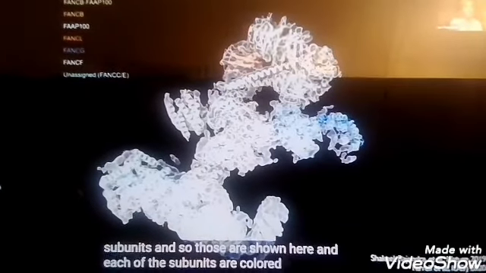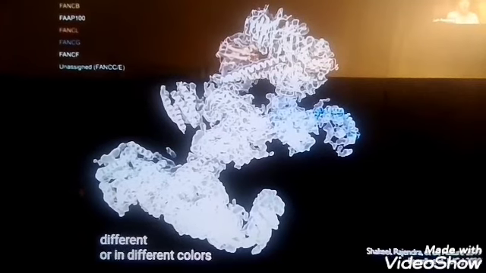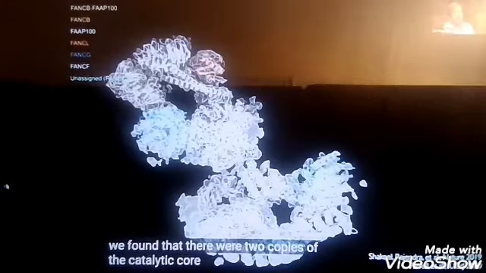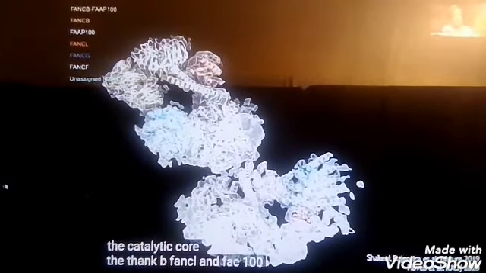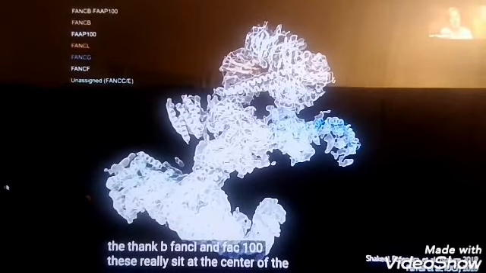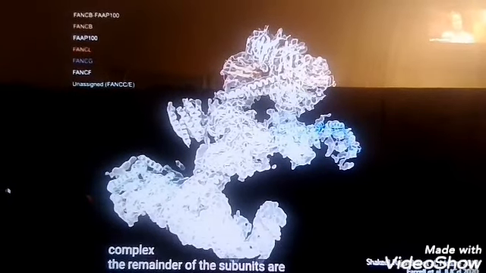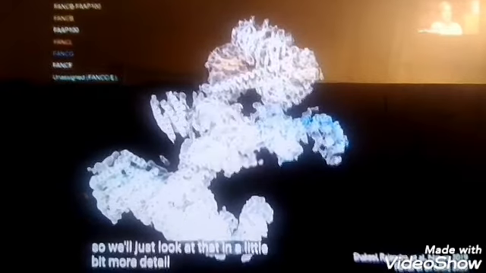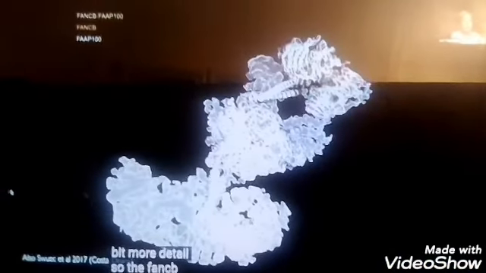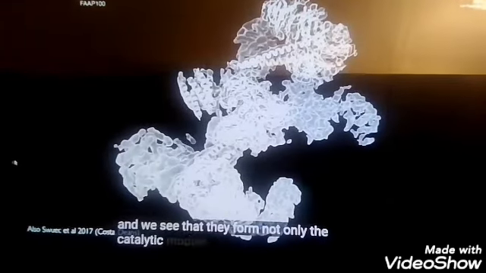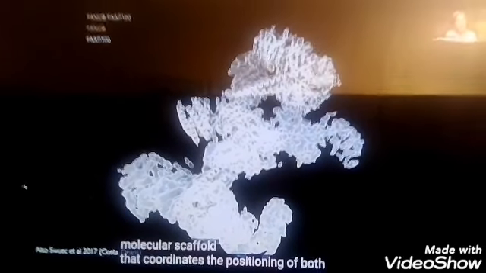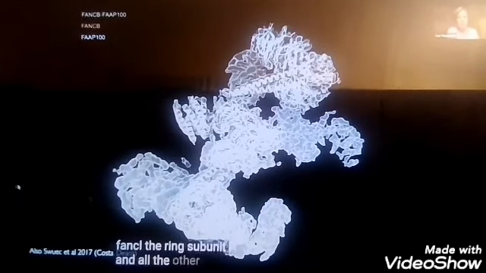The subunits are colored in different colors. Now, interestingly, we found that there were 2 copies of the catalytic core, the FANCB, FANCL, and FAP100. These really sit at the center of the complex. The remainder of the subunits are arranged around this catalytic core. So we'll just look at that in a little bit more detail. So the FANCB and FAP100 subunits are shown here. And we see that they form not only the catalytic module, but they also form a molecular scaffold that coordinates the positioning of both FANCL, the ring subunit, and all the other FANC subunits.